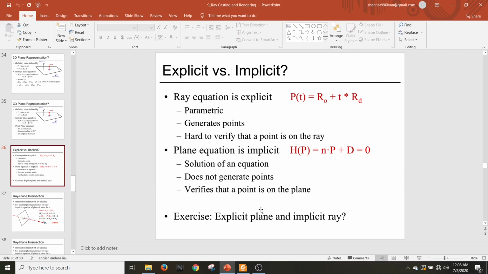We could actually have the reverse, that is an explicit plane and an implicit ray. How that could be done, you can check out if you want. But in essence, both explicit and implicit equations can represent the same thing. The reason we are keeping the ray equation as explicit and the plane equation as implicit is because, as the next section will make clear, we need it for this purpose.